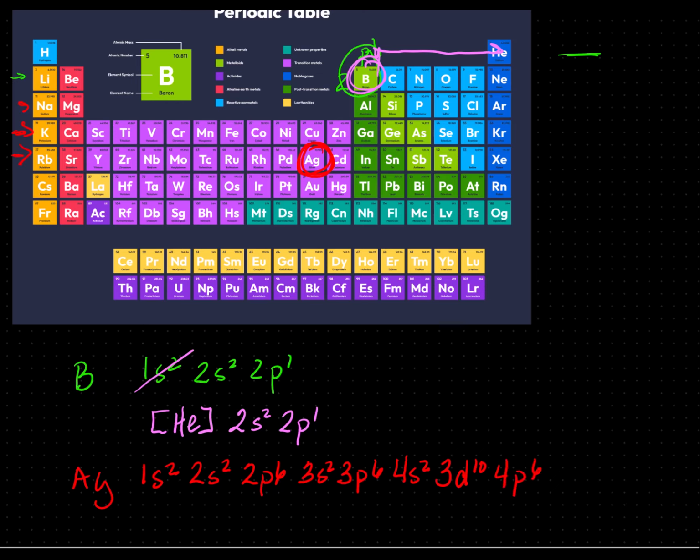Now we're at the next row, which is 5s2, 4d9, because silver is in 4 and this is d9.